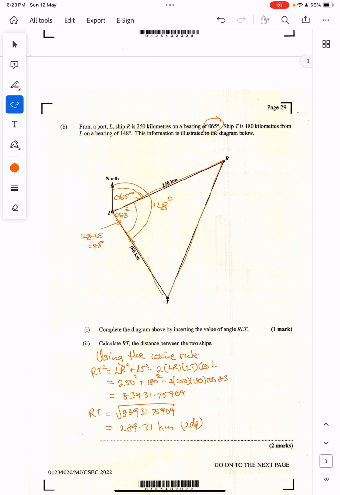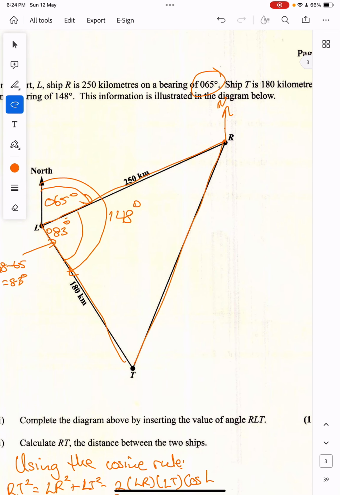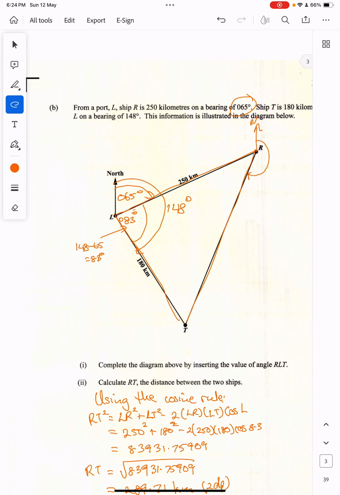So now we're going to start at R. So always put in your north arrow. So I'm going to put in my north arrow. And we're going to find our bearing of T from R. So we want to go down to here and find this angle.